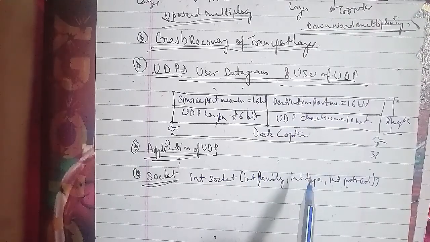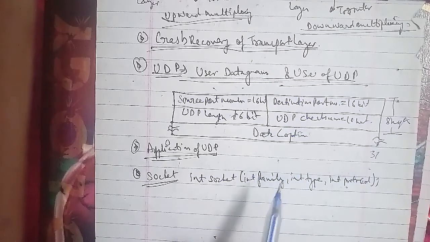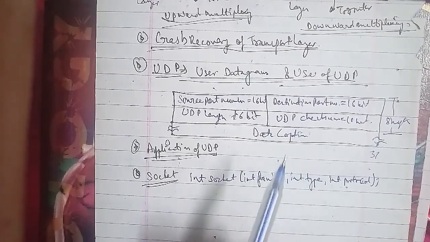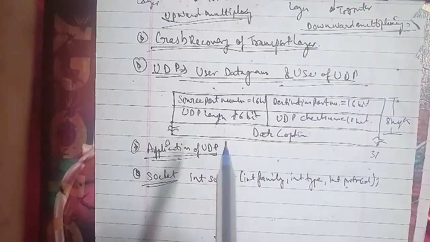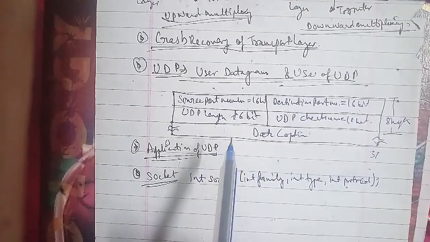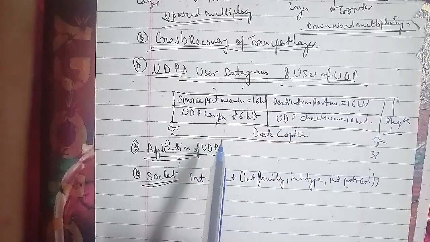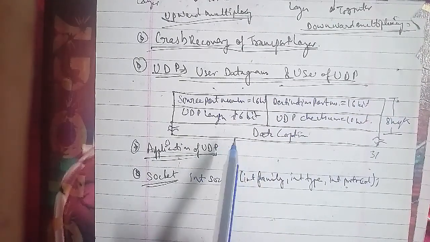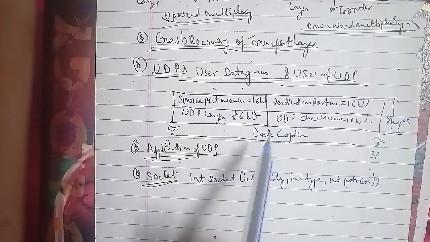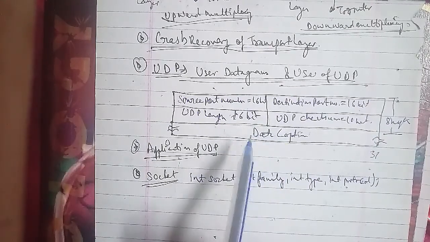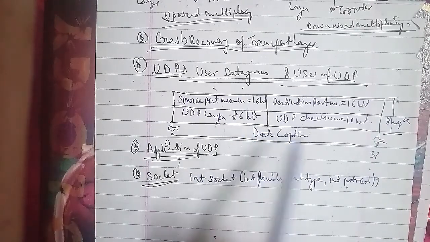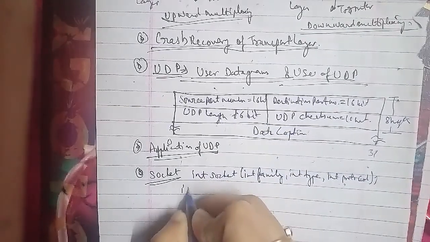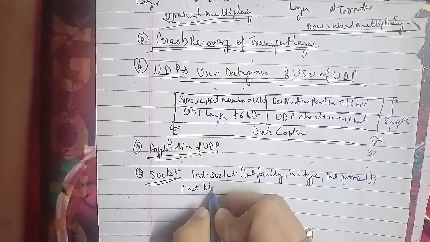And after the socket is created, the bind system call can be used to assign an address to the socket. The prototype is: int bind(int sd, struct sockaddr *name, int namelength).